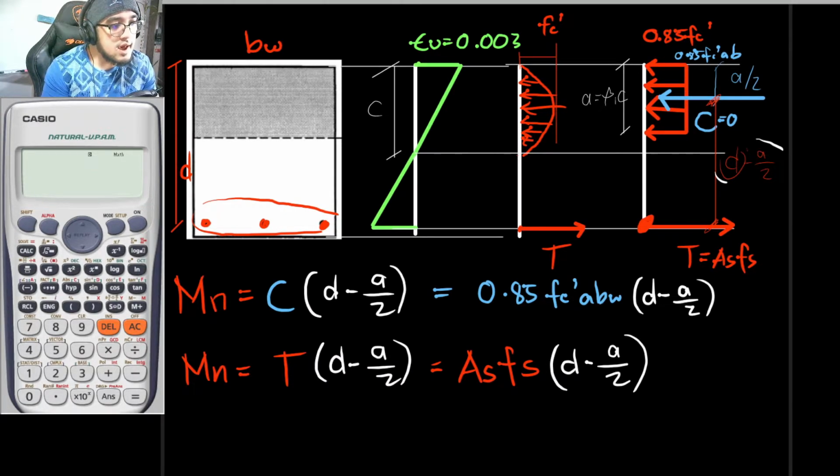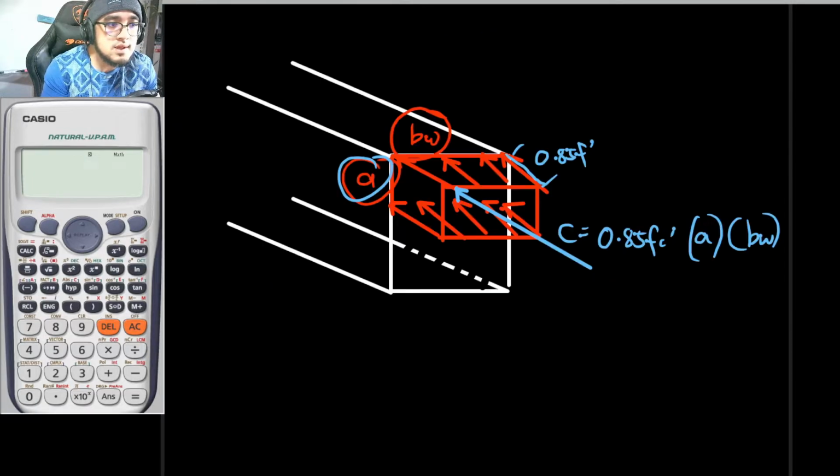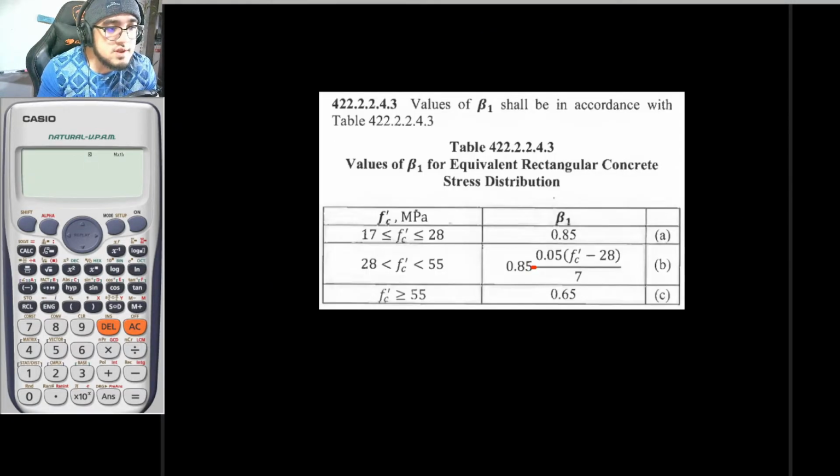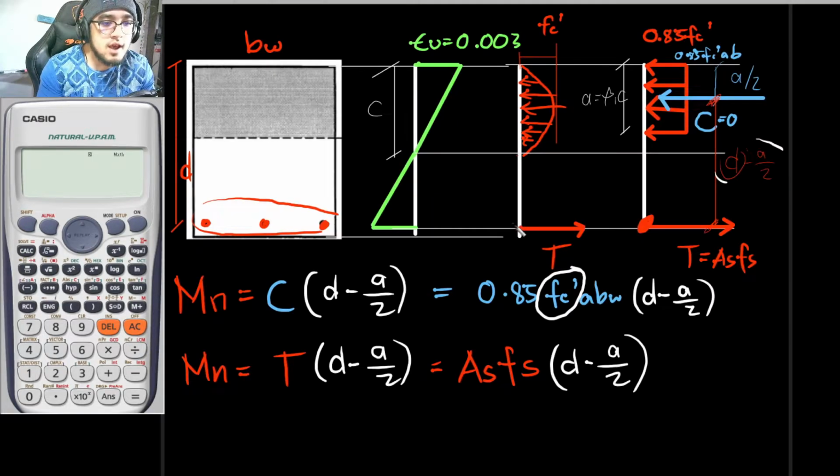Okay, so once again, guys, as you can see here, Fc prime is the strength of your concrete. So in this case, for example, if your Fc prime is 28, then basically that is 28 megapascal. So once again, Fc prime is the strength of your concrete.